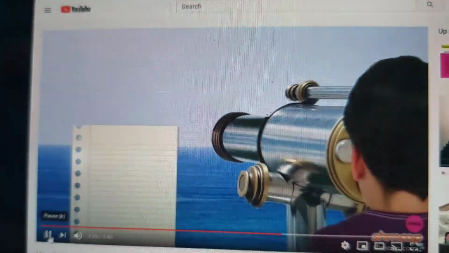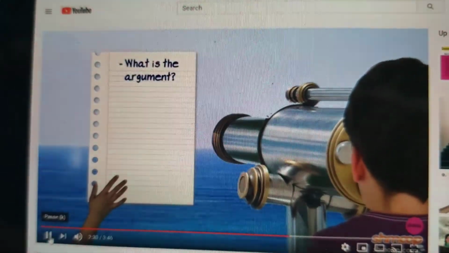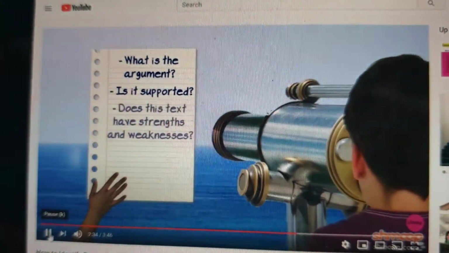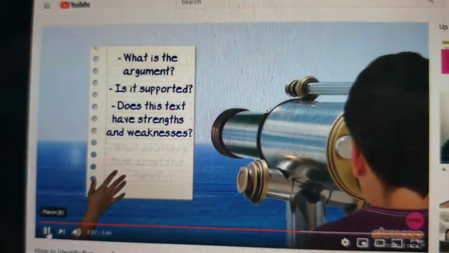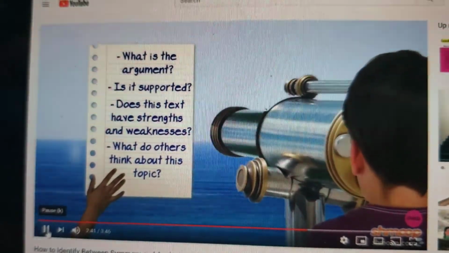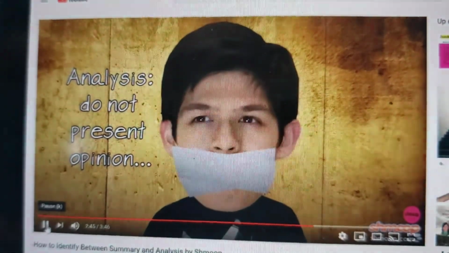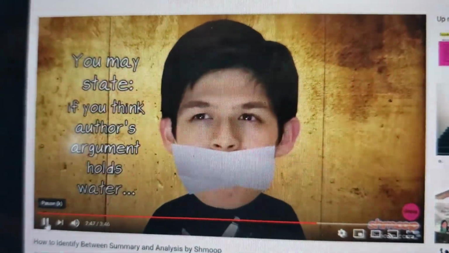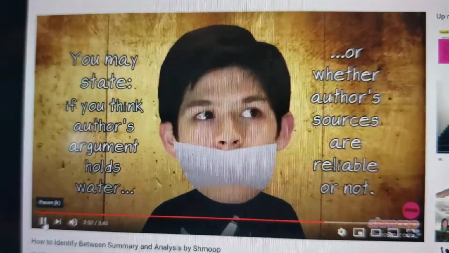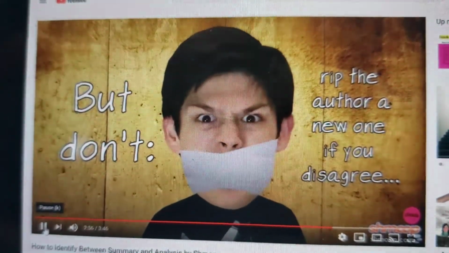More generally, what we're looking for when we analyze a text is what the author is arguing for or against, how well he or she supports that argument, and what the strengths and weaknesses of the text are, along with whether the author considers alternative viewpoints or not. As with a summary, we aren't supposed to present our opinion in an analysis, or at least not much of an opinion. We can state whether or not we think the author's argument holds water, or whether the author's sources are reliable or not. But we can't rip the author a new one if we completely disagree with what he or she says.